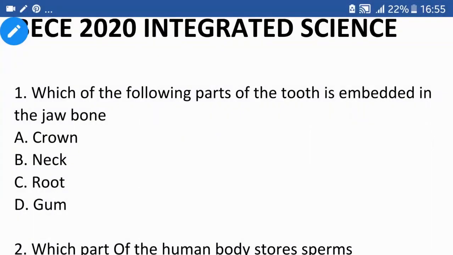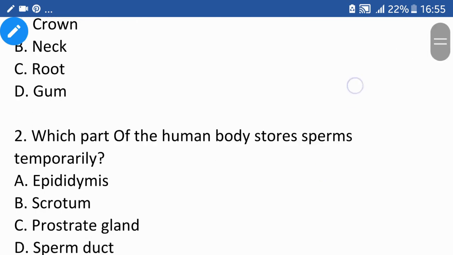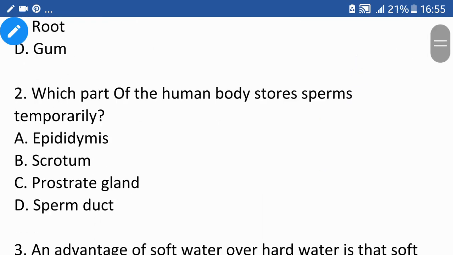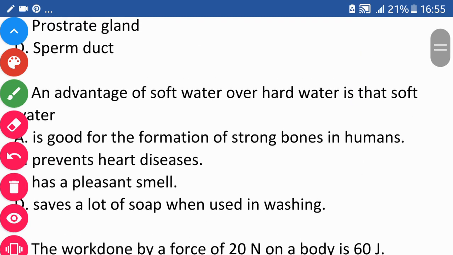Number 1. Which of the following parts of the tooth is embedded in the jawbone? So the answer is the roots. The roots are not seen, they are embedded in the jawbone, so C. The next one. Which part of the human body stores sperms temporarily? The epididymis stores sperms temporarily. The next one. Advantage of soft water over hard water is that soft water saves a lot of water when used in washing, so the answer is D.